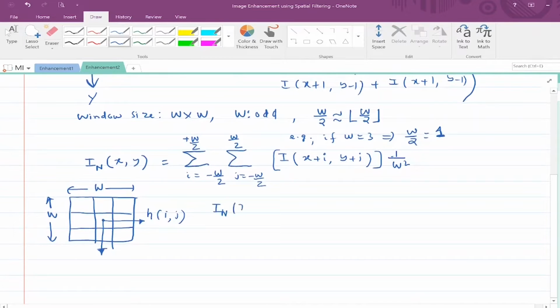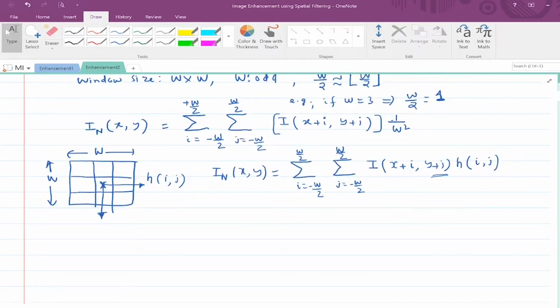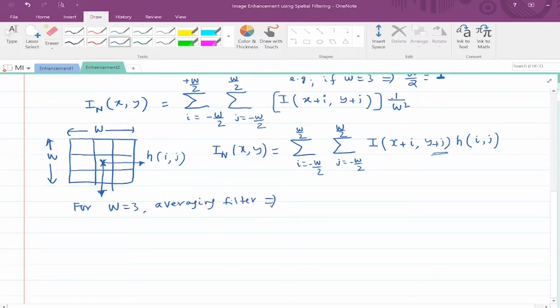Now my I n of x y, I could write it as i varying from minus w by 2 to plus w by 2, j varying from minus w by 2 to plus w by 2, I of x plus i comma y plus j multiplied with h of i comma j. Hope it is clear.